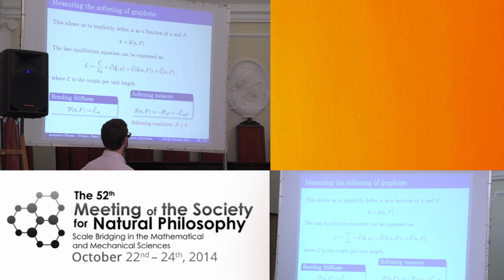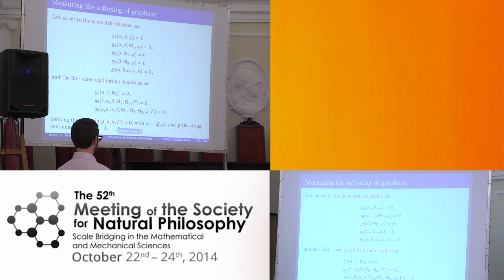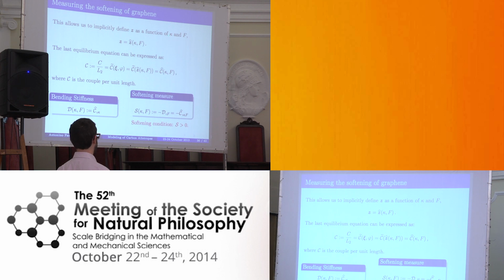This allows us to define implicitly z, the string containing the order parameters, and phi, as an implicit function of k and f. And if we pick the last equilibrium equation, we have an expression of the couple per unit length as an implicit function of the curvature and the force. In this way, we can well-define the bend stiffness of graphene, like the derivative of this object with respect to the curvature, and provide a softening measure, because if we take the bend stiffness and derive with respect to the force, we obtain a number. If this is positive, we have softening. And this is what happens.